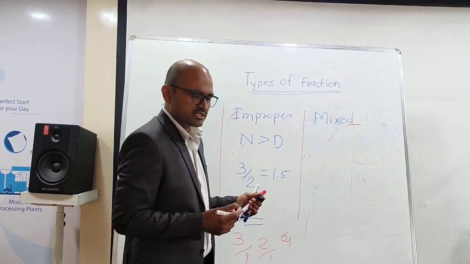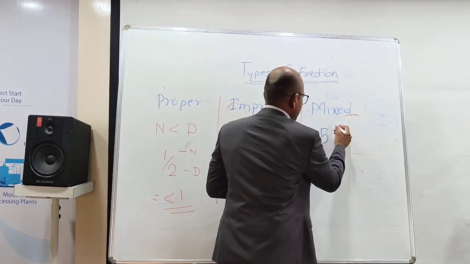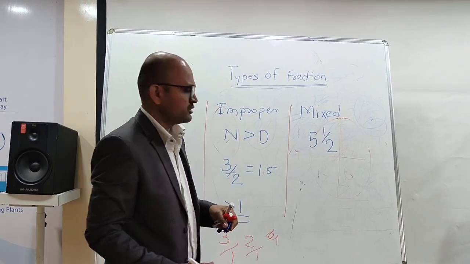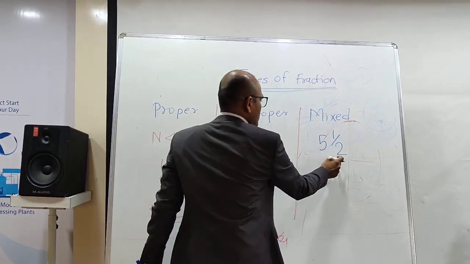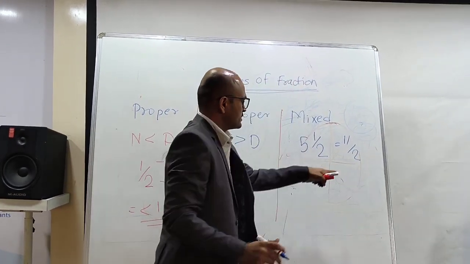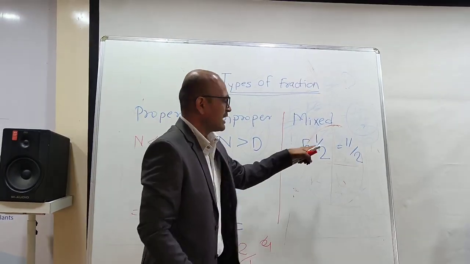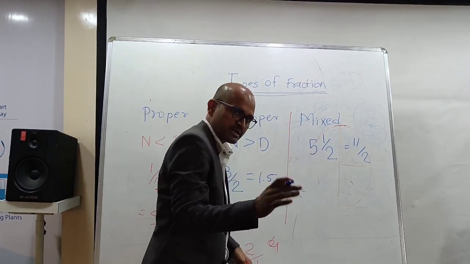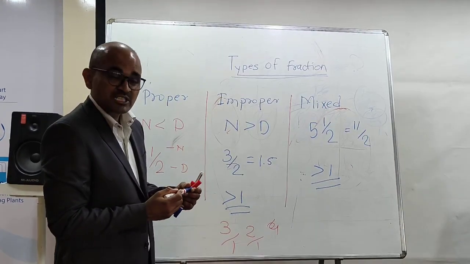Next is mixed fraction. A mixed fraction is a whole number plus a fraction. You can convert any mixed fraction into an improper fraction, like 5 1/2 is 11/2. Here the numerator is bigger, so it is an improper fraction. And we already know that for any improper fraction the value is bigger than 1. So for any mixed fraction, the value is always more than 1. This is your mixed fraction.